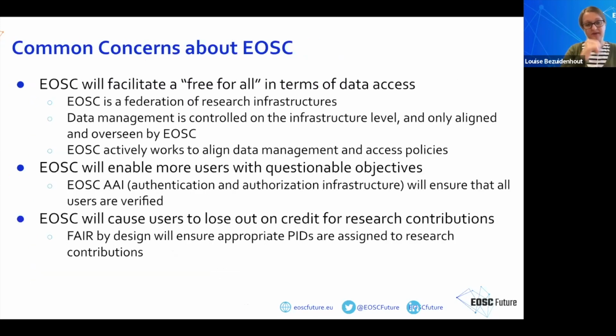However, just based on my experience around talking about EOSC and sensitive data, there are a number of common concerns that do pop up with regularity. And the first is a misconception that EOSC will facilitate some sort of free-for-all in terms of data access. To counter that misperception, it's important to recognize that EOSC is a federation of research infrastructures, and that data management is controlled on the infrastructure level and is only aligned and overseen by EOSC.